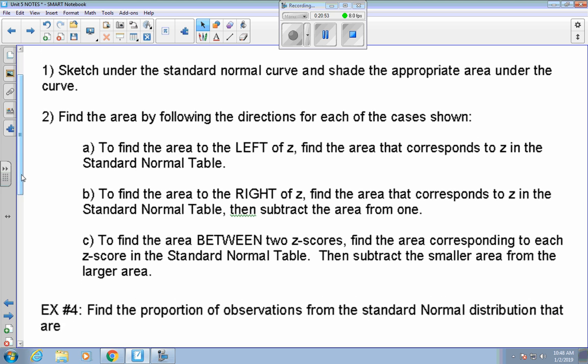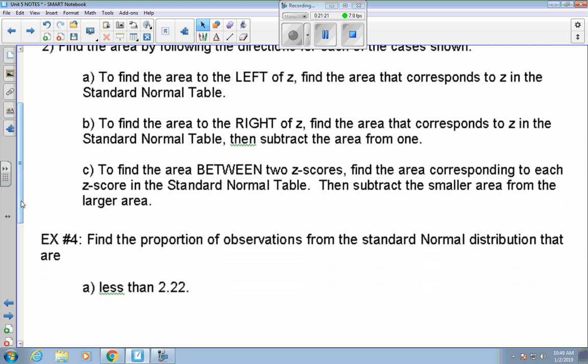We have 3 scenarios. So find the area to the left of z. Find the area that corresponds to z in the standard normal table. That's what we just did. Those were the 2 examples I just did with you. Now, to find the area to the right of z, we have to find the area that corresponds to the z value. We have to find the cumulative area, then subtract that area from 1, because the total area under the curve is 1. Now, to find the area between 2 z-scores, find the area corresponding to each z-score in the standard table, then subtract the smaller area from the larger area. So those are the 3 scenarios that can happen.